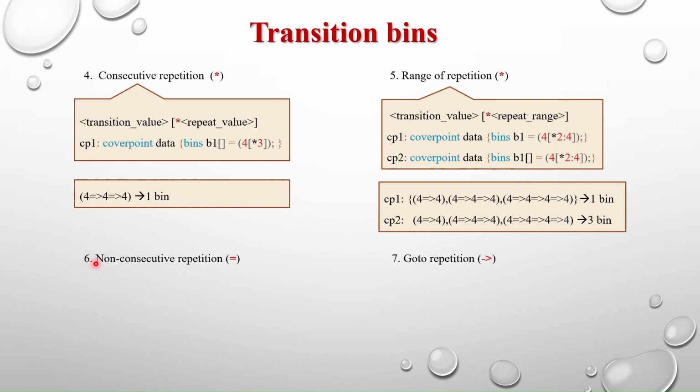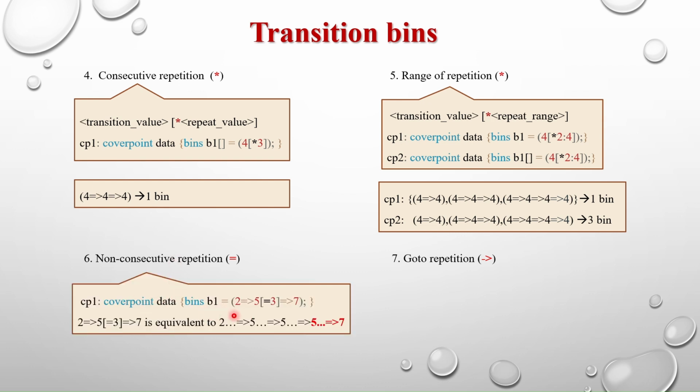So the sixth one is non-consecutive repetition. Non-consecutive repetition can be represented by using the assignment operator. Just as we use the star operator to represent the consecutive repetition, similarly, we will use the assignment operator here. That is a non-consecutive repetition. Non-consecutive order means while repeating the values, there can be occurrence of other values. There can be other sampled values in between the repetition. In the consecutive one, there should not be other values between the repetition, right? So that should be the consecutive order one by one. But in the non-consecutive repetition, there can be other sampled values.